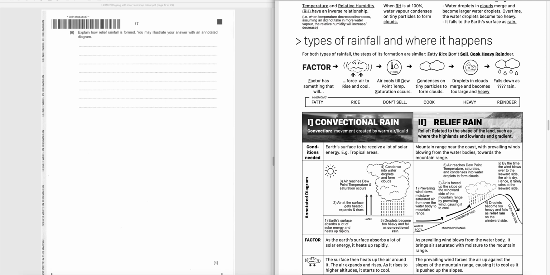Part B, explain how relief rain is formed. You may use an annotated diagram, 4 marks. I think most of you are able to use the notes, the mnemonic: the fatty rice don't sell, cook heavy reindeer. Most of you could do this, and you can talk about all the different steps.